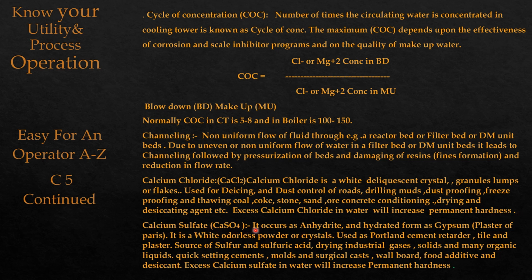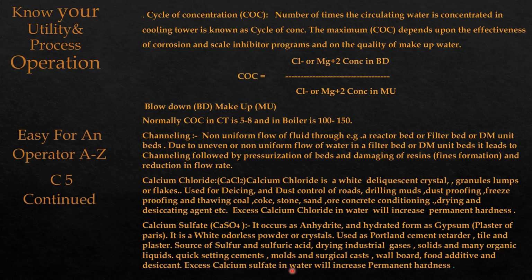Calcium sulfate, CaSO4. It occurs as anhydrite or in hydrated form as gypsum, which is called plaster of Paris. It is a white odorless powder or crystals. It is used as a Portland cement retarder, in oil, and plaster. Source of sulfur and sulfuric acid in sulfur and sulfuric acid producing plants, drying industrial gases, solids, and many organic liquids, settling cements, molds, and surgical casts. Also used as wallboard. It's also used as a food additive and as a desiccant.